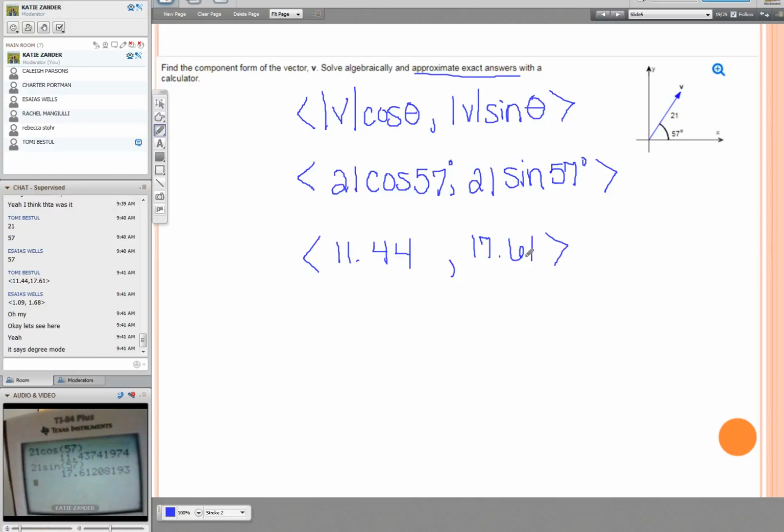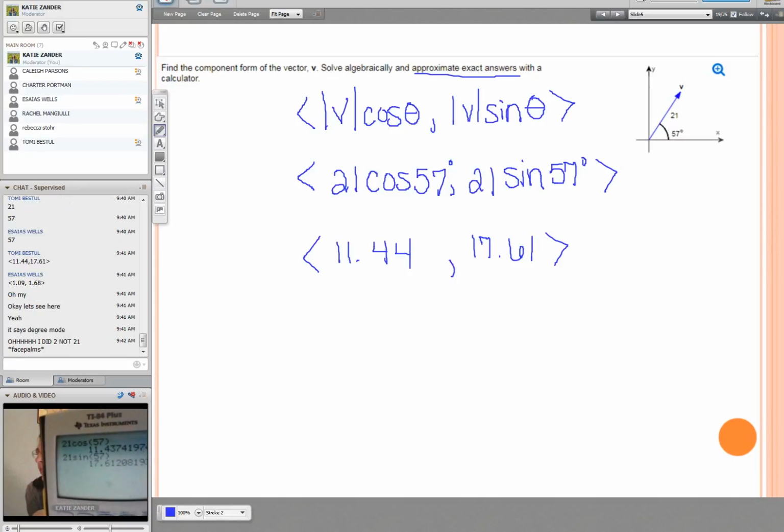It says it's in degree mode, and you tried punching it in just like this then. 21 times cosine of 57. Did you do the 21 times that? I'm trying to figure out what may have been missed. Okay, phew. I'm glad it was just a typo. Because I'm like, oh no, I'm running out of options of what might have went wrong. Good, I'm glad we found that then.